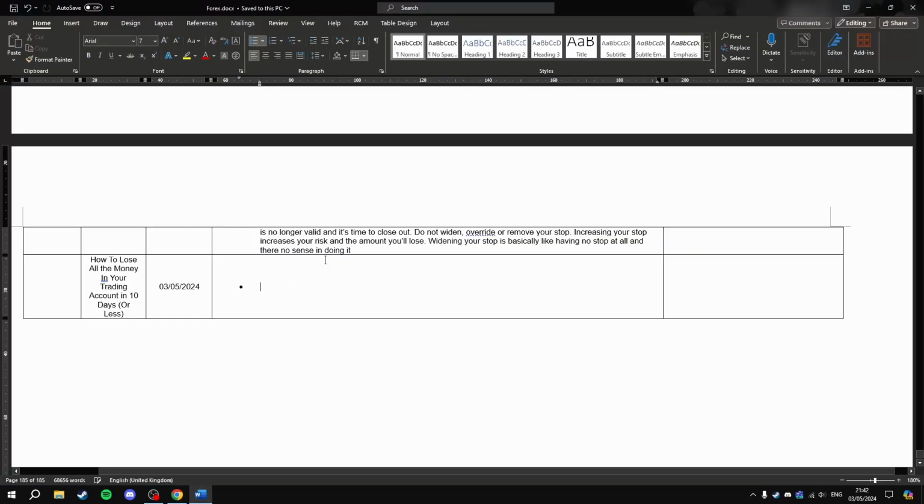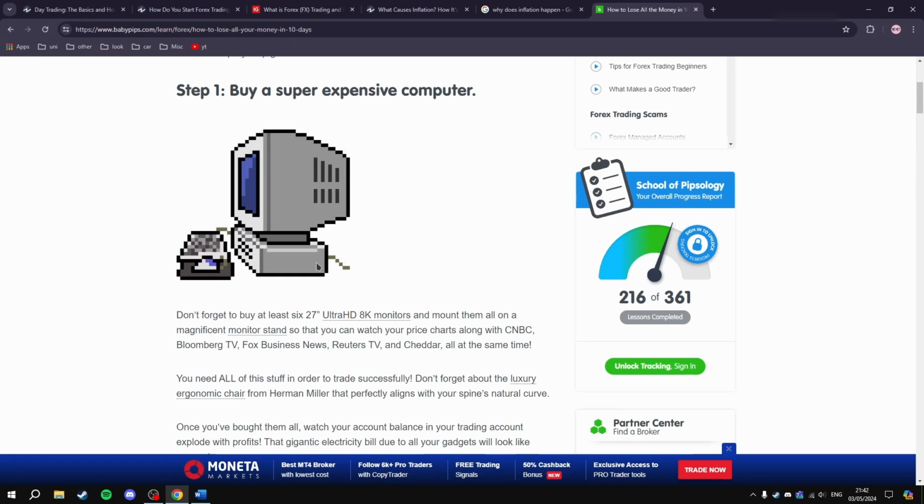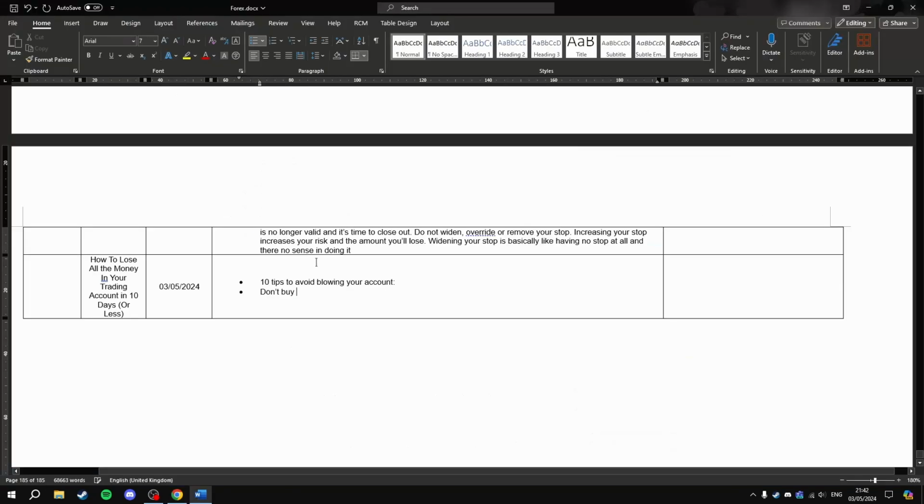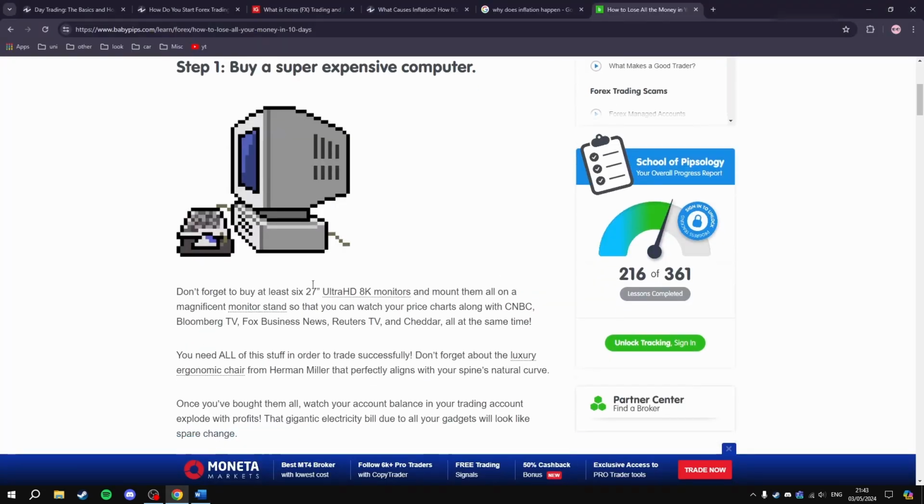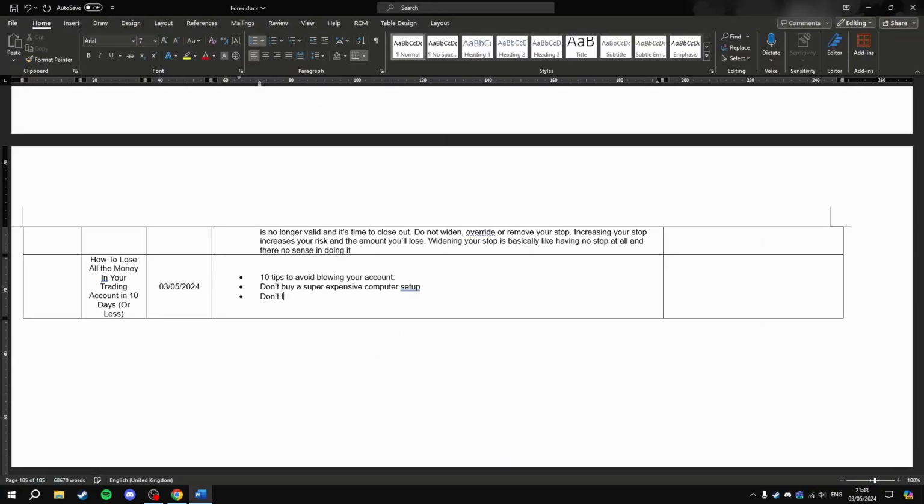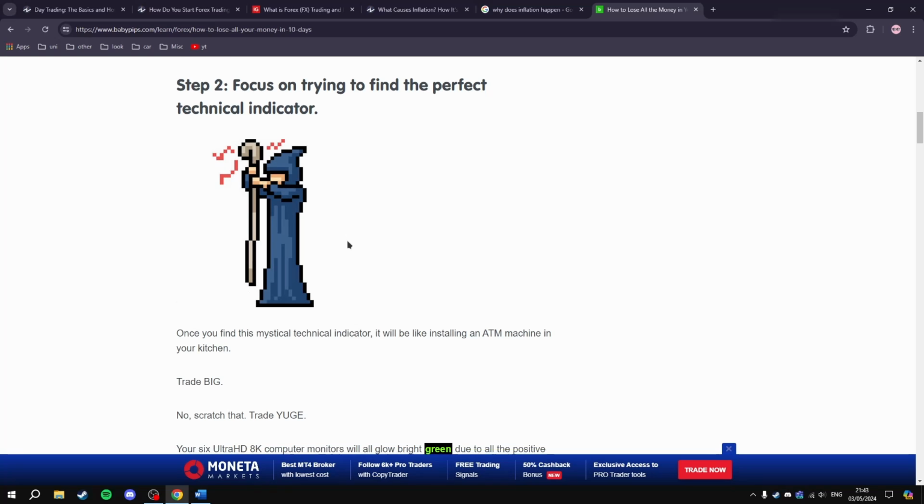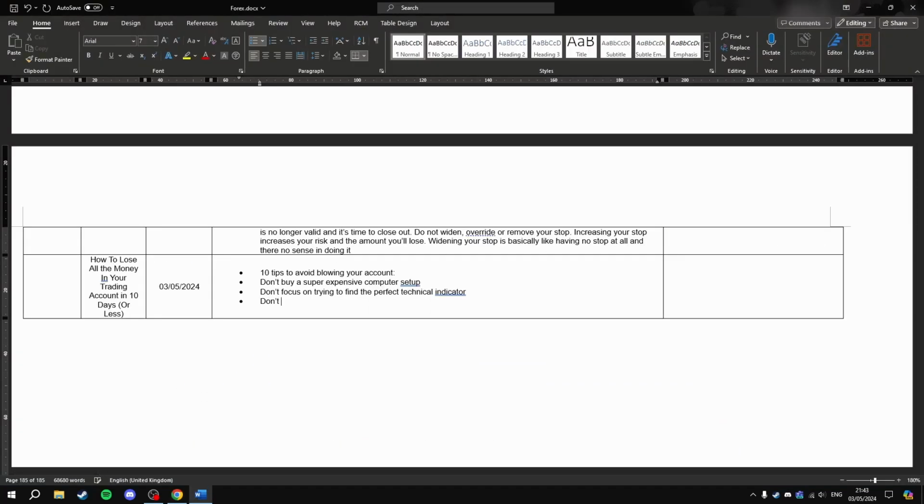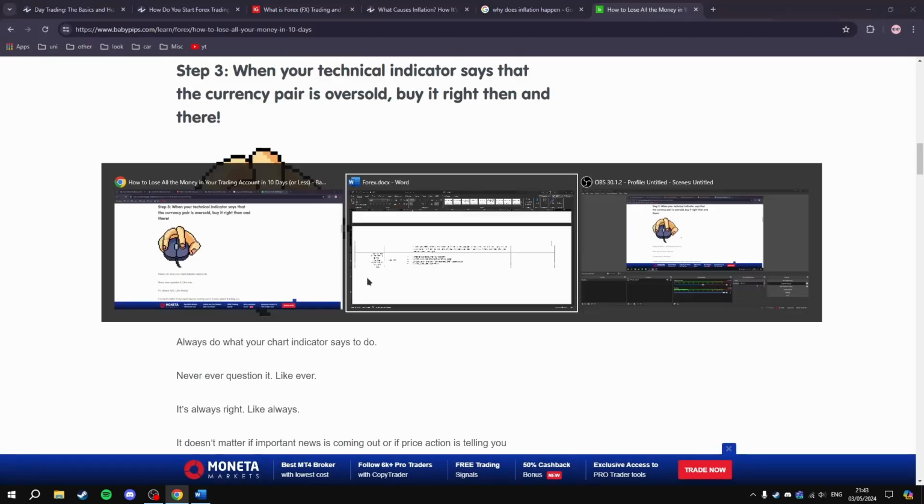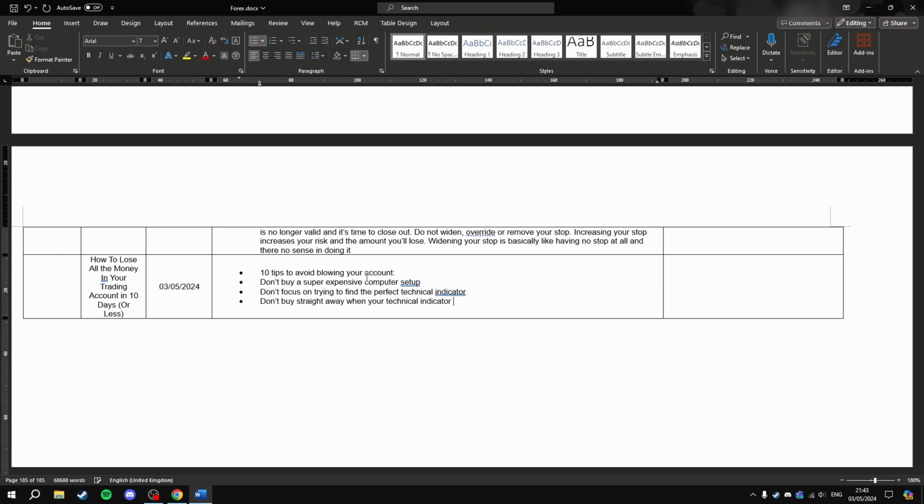So that's the 10 tips to avoid blowing your account. Don't buy a super expensive computer setup. Don't focus on trying to find the perfect technical indicator. Don't buy straight away when your technical indicator says the currency pair is oversold.